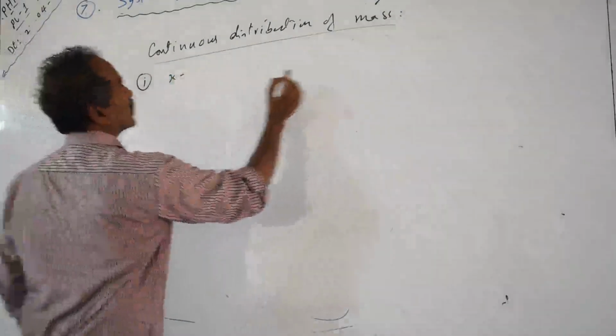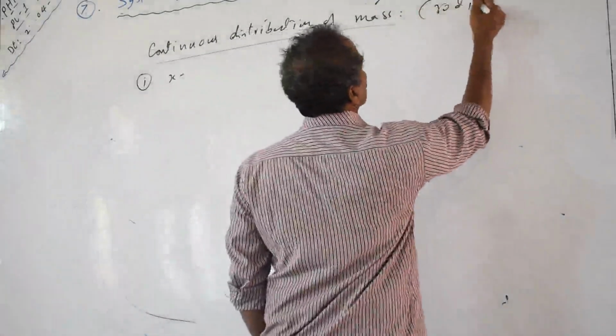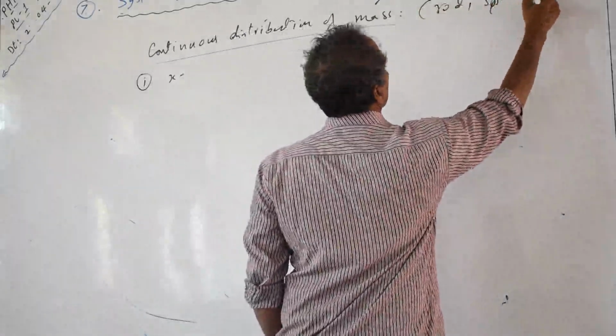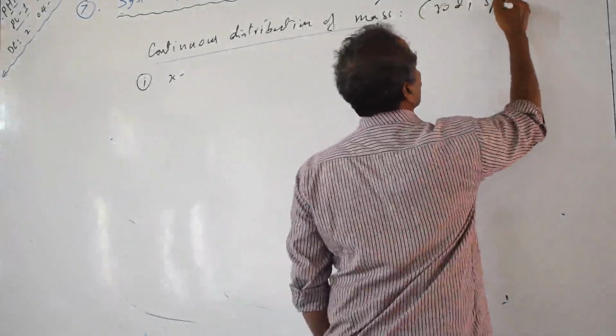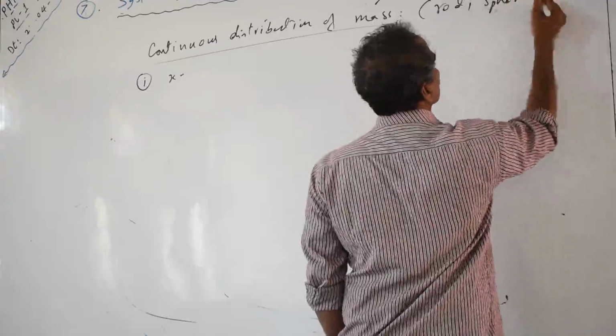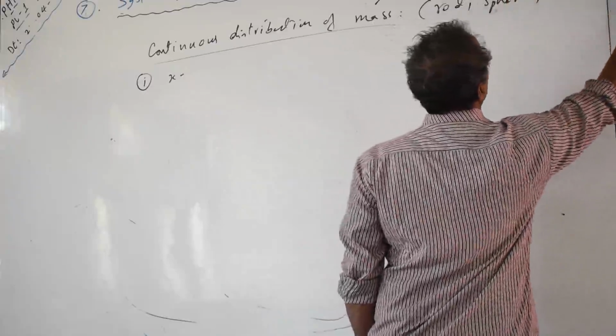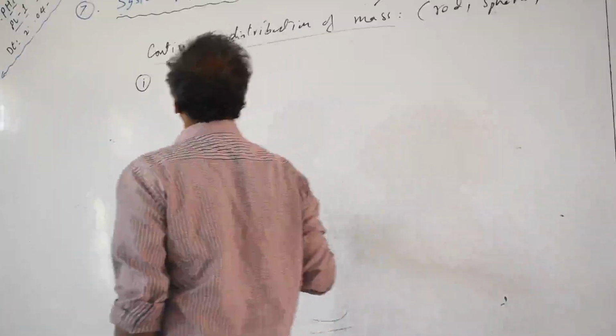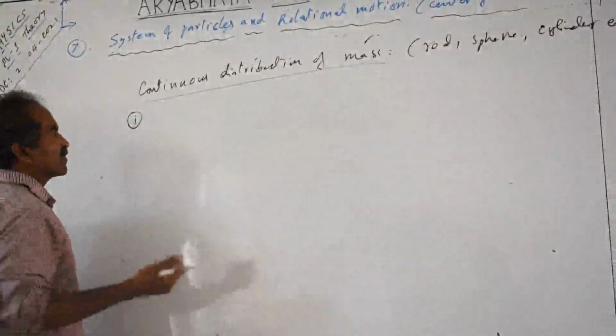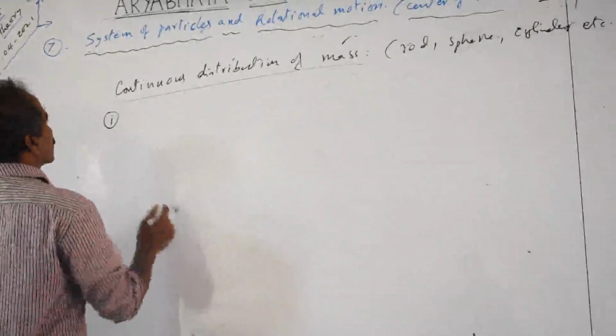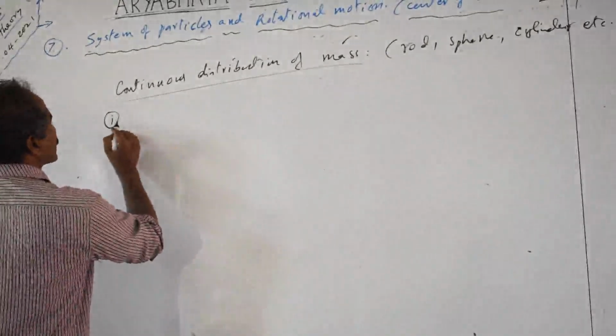Mass, like a rod, sphere, these are symmetrical bodies, cylinder, etc. They are considered the continuous distribution of particles. Or solid bodies, we can take any solid bodies or hollow bodies. Mass is everywhere, not particles.